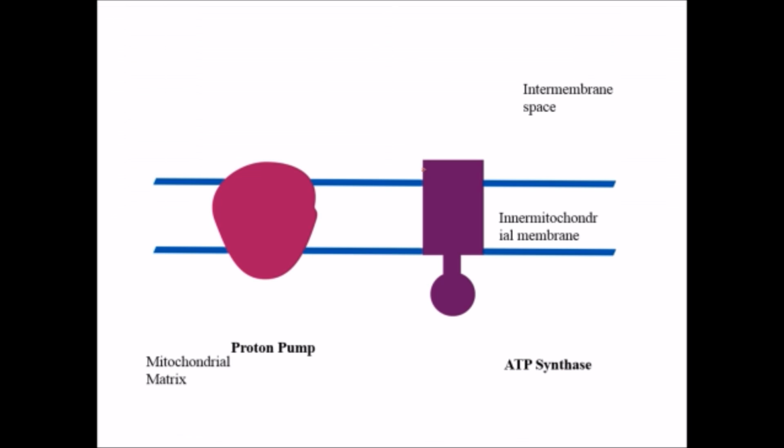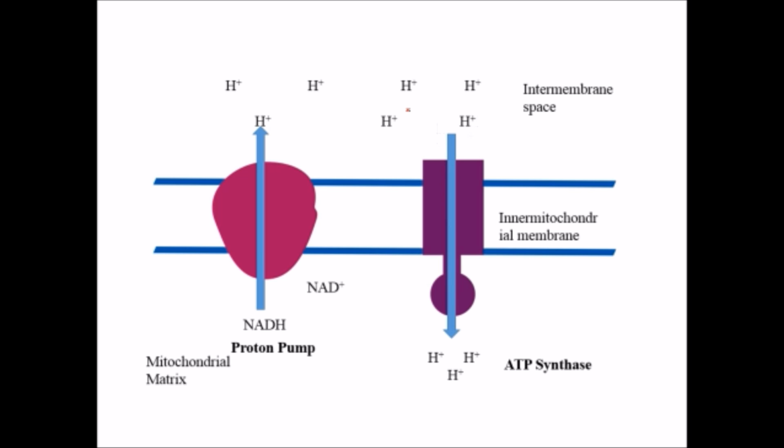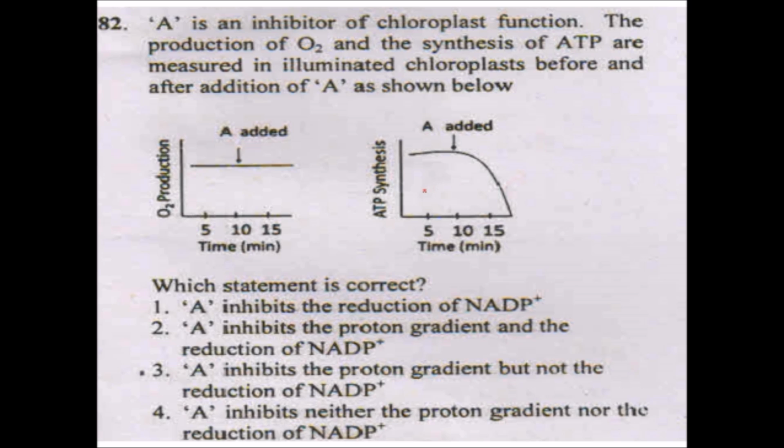Now, if you look at the chemiosmotic theory, this is the intermembrane space, and this is the proton pump, and this is the ATP synthase. What happens with the transportation of hydrogen towards the intermembrane space where the hydrogen concentration is very high? This maintains the potential difference. Some of the hydrogen gets imported inside through the membrane, and during this process ADP is converted into ATP. So if ATP synthesis is decreasing, it means it is inhibiting the proton gradient pump but not the reduction of NADP positive, which leads to the production of oxygen during the electron transport chain cycle.